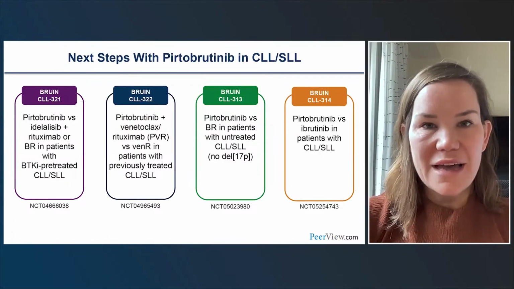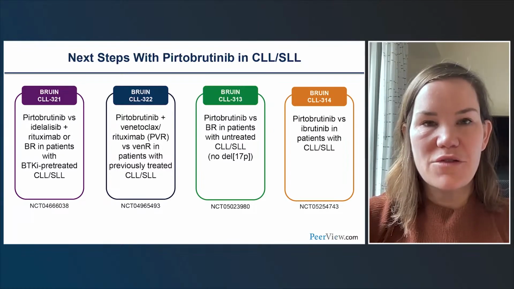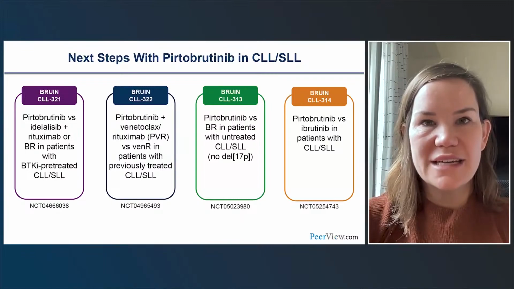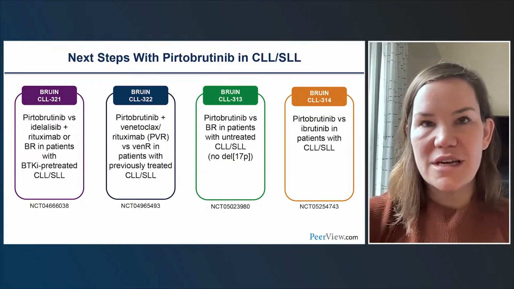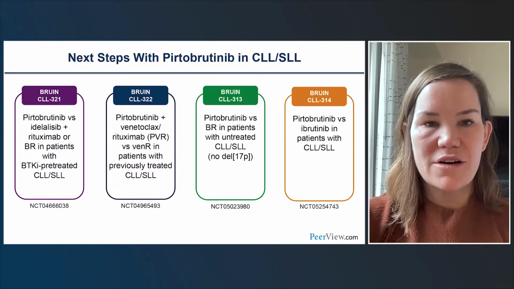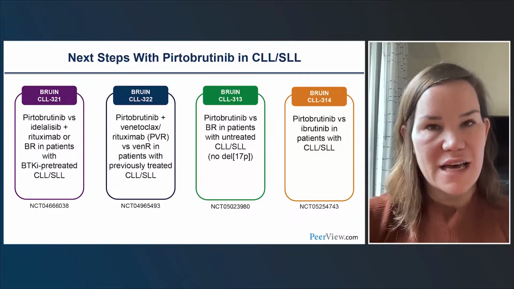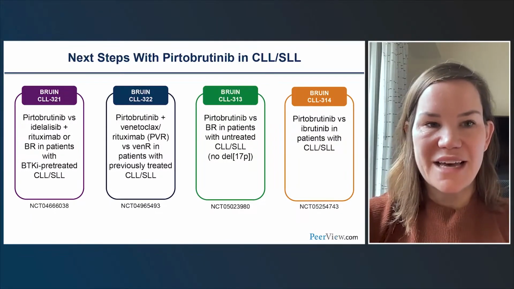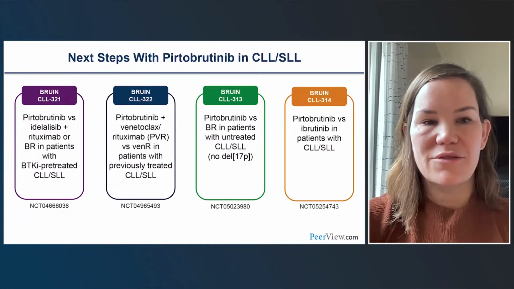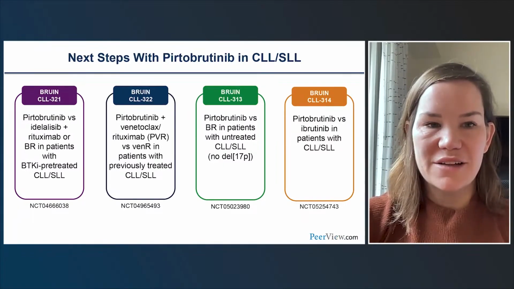So there are a lot of ongoing trials to further delineate the role of pirtobrutinib, including in earlier lines of therapy. And so I would like to highlight the 4 phase 3 trials where pirtobrutinib is being examined in CLL and SLL. And so in addition to the trial that I mentioned, where it's being compared as a triplet with Ven-R to Ven-R alone, it's also being compared head-to-head against ibrutinib, head-to-head against BR, and also head-to-head against an investigator choice of Idela with Ritux or Benda Ritux in a pretreated CLL, SLL.